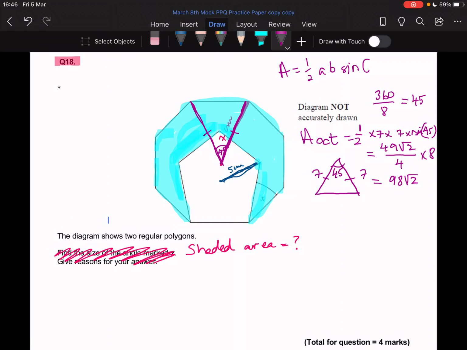All right, so let's apply the same method for the pentagon. If you want to try it yourselves, pause the video. We're going to go get a cup of tea, have a rest, have a relax.